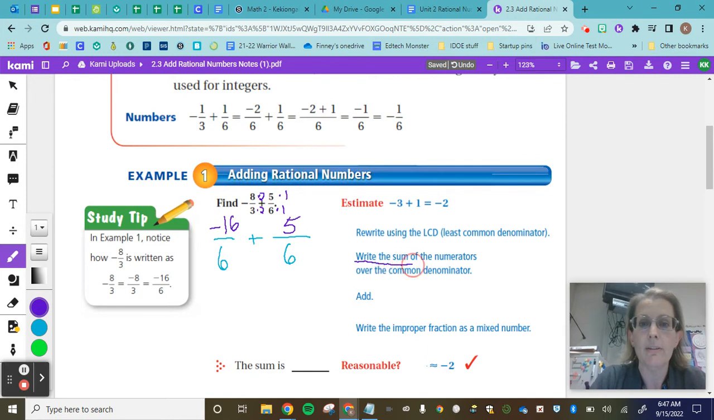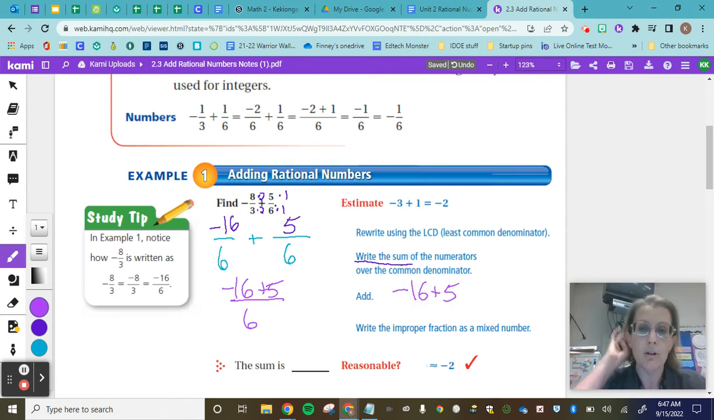So our textbook suggests to write the sum of the numerators over the denominator. So actually write what it's going to look like without working it out yet. -16 plus 5 over 6. Then we're just going to add the -16 plus 5 part. You could use your number line, or you could think I have 16 negatives and 5 positives, so they will cancel each other out. I have more negatives, so that will be -11. So my final answer is -11 over 6.